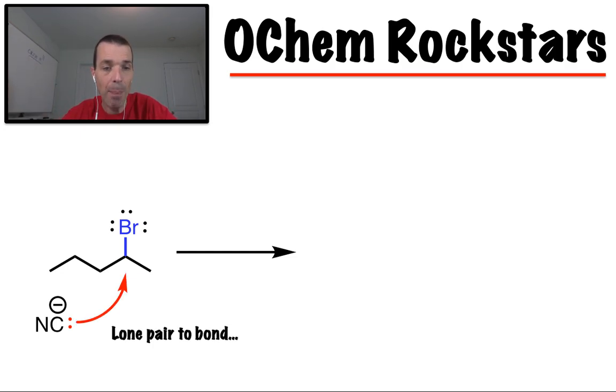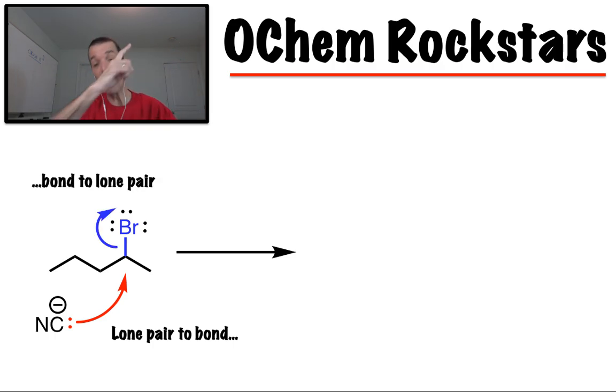The first thing that happens is we're going to go lone pair to bond. How does that work? Well, it kind of makes sense, right? The phrase is kind of self-explanatory. We have a lone pair. We're going to use that lone pair, and we're going to create a bond. All right? Lone pair to bond. So it's like a negative charge is a lone pair. We're going to use that lone pair to form a bond.